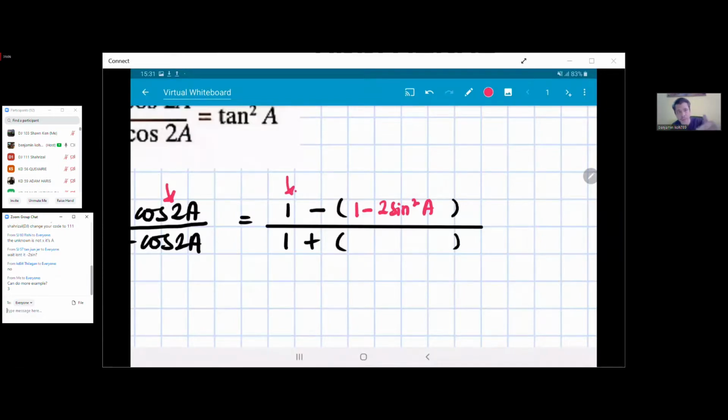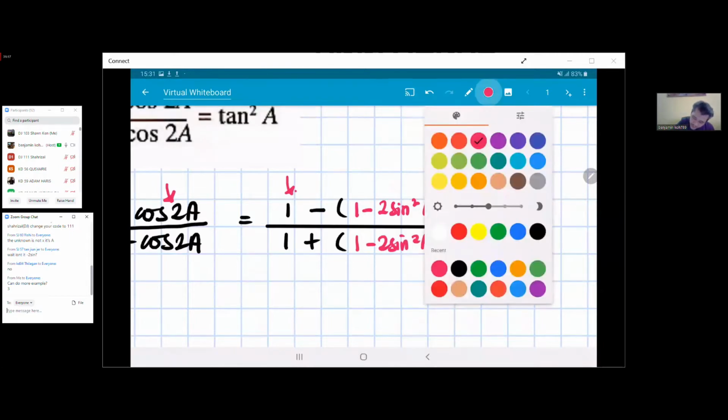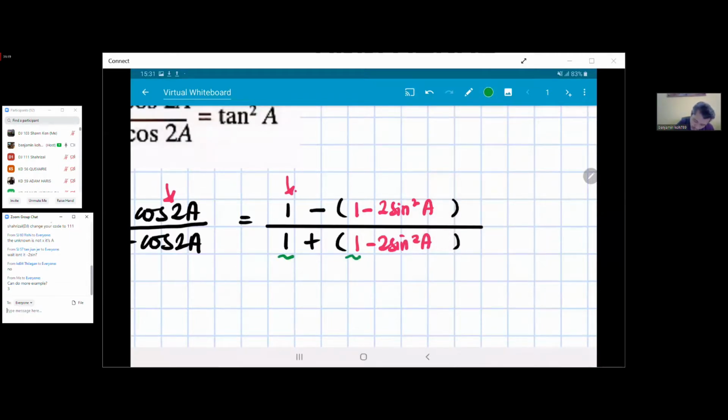Okay, but what about the bottom? The bottom here, are we still going to use 1 minus 2 sine square A? Now you fikir, if I pakai 1 minus 2 sine square A, you faham tak? This 1 and this 1 will tambah. So 1 plus 1 becomes 2, right? We don't want the number. So we use the correct formula, which means you cannot use the number 3.